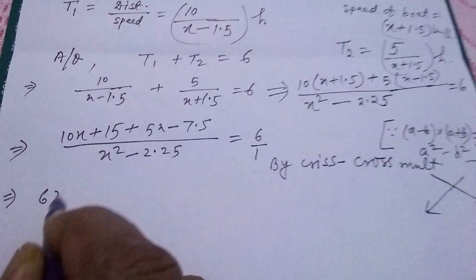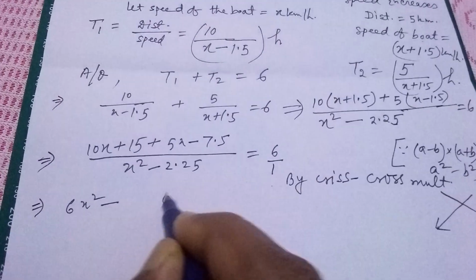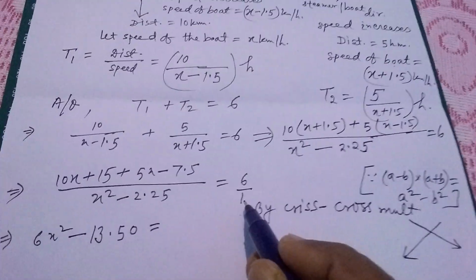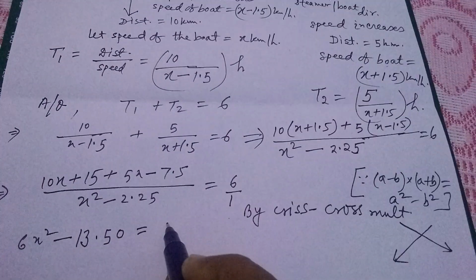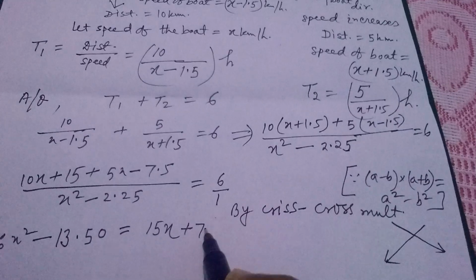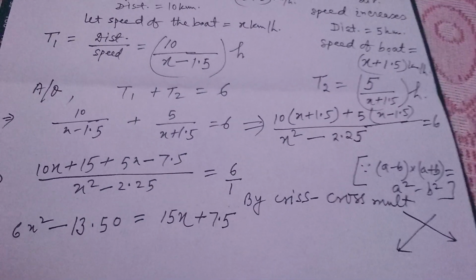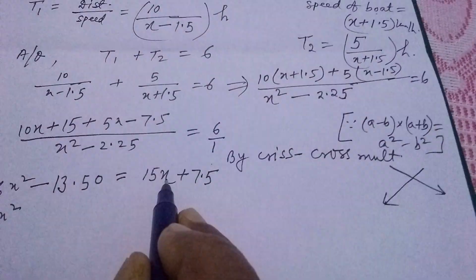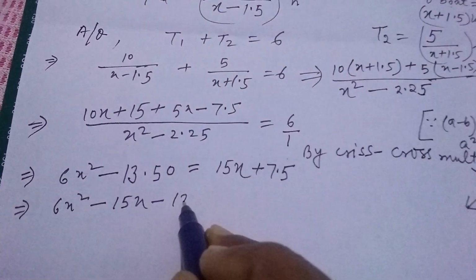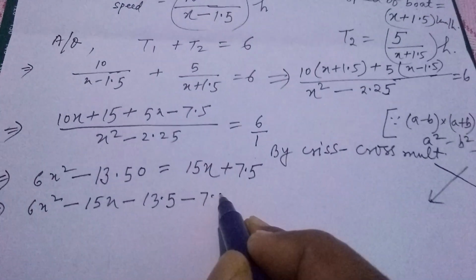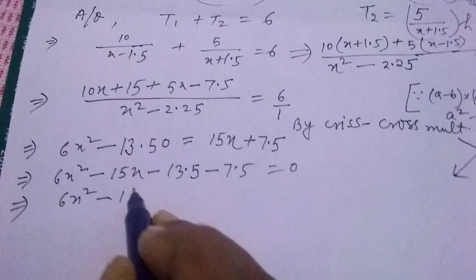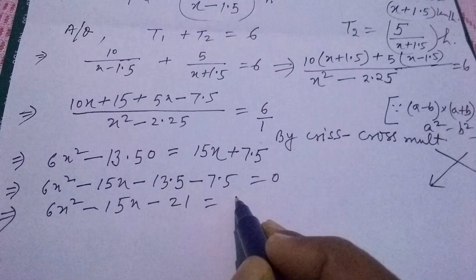Then what we get? 6x square minus 13.5. And that is equal to this so much multiplied by this. So 10x plus 5x becomes 15x. And plus 15 minus 7.5, we get plus 7.5. Implies that 6x square, and now this right side term we bring to the left side, and we get 6x square minus 15x minus 13.5 minus 7.5 equals 0. So again we get 6x square minus 15x minus 21 equals 0.